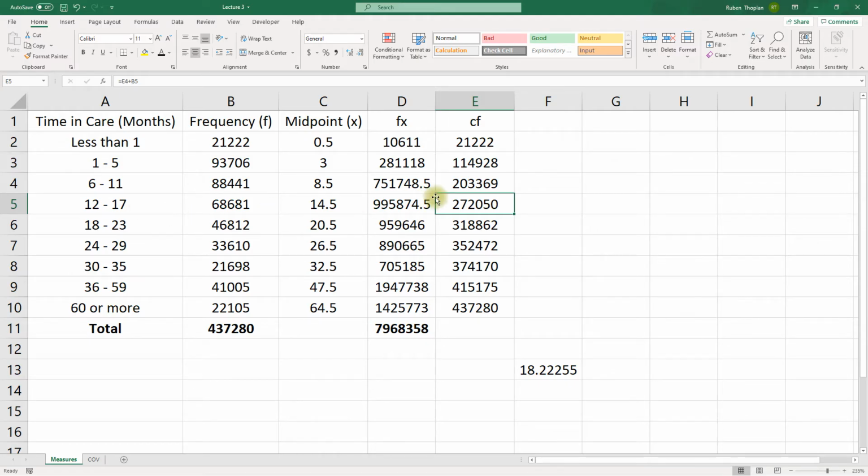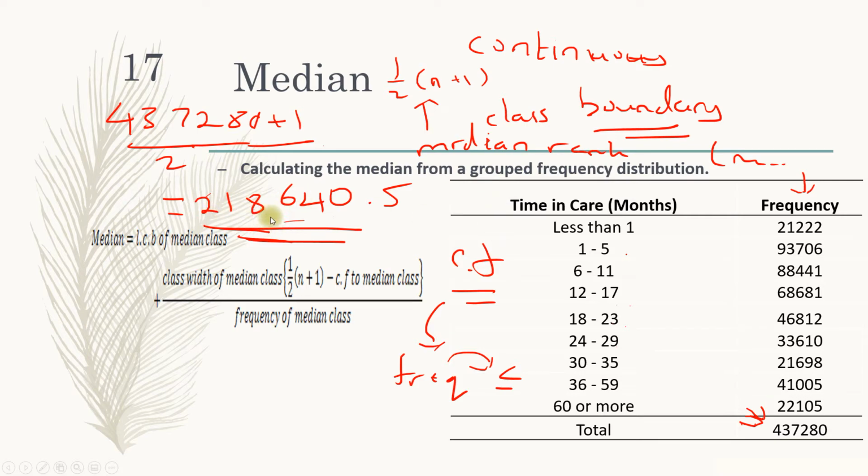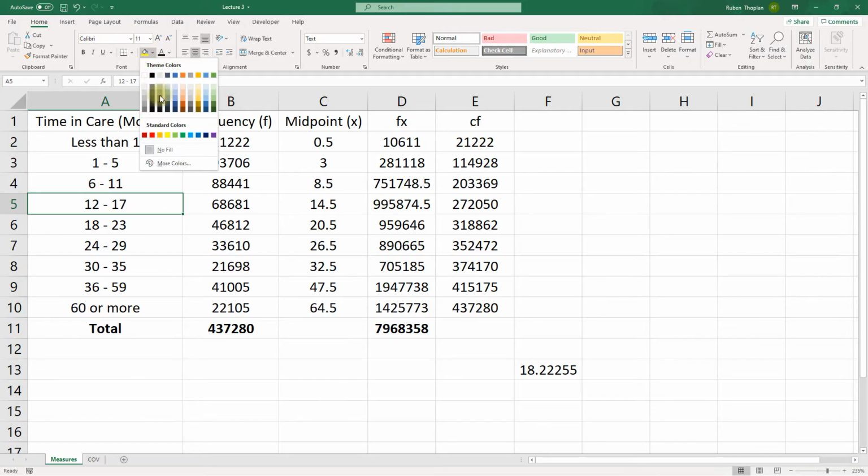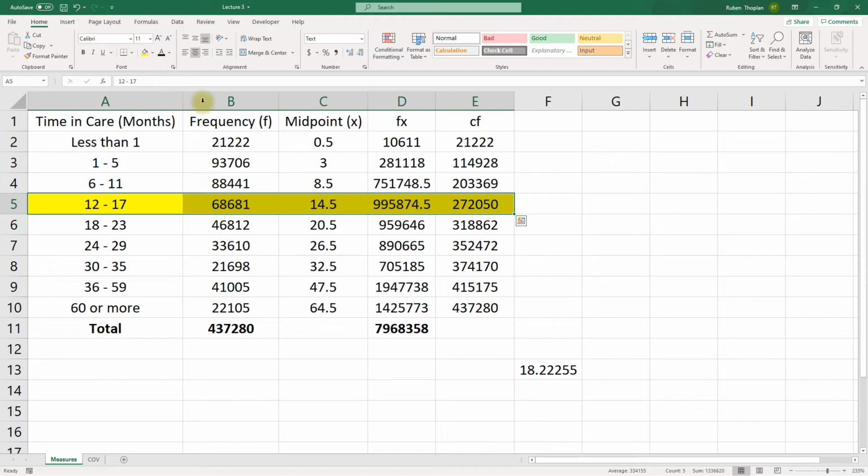All right. So, in other words, if you are looking for 218,000, you would understand that 218,000 is located in this class here. I'm going to highlight it. It's going to be located in this class because it is this class that will give me the median class, because 218,000 is found between 203 and 272. So what does the 272 mean? It means 272,000 children spend 17 months or less in the foster care. But I know that the median is some value between these two. So this is how I locate the median class.